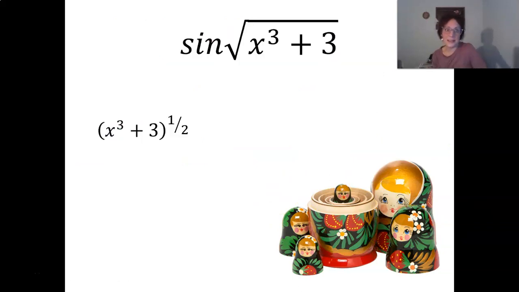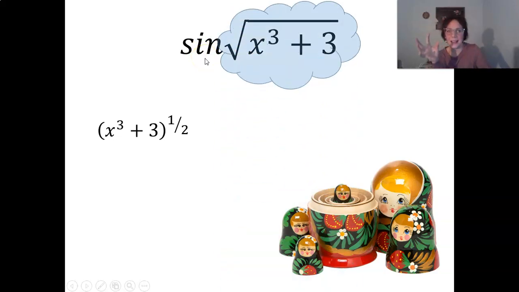Okay, so take a look at this function I have here. We have the sine of the square root of x cubed plus 3. So we have the sine of a cloud, right? We've got a cloud here. We've got a baby, right? The baby, though, is itself a composite function. So I have the sine of my cloud, but if you look carefully at your cloud, it has a cloud in it as well.